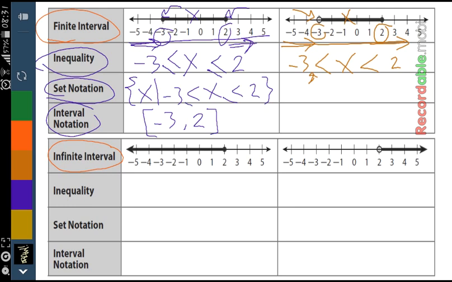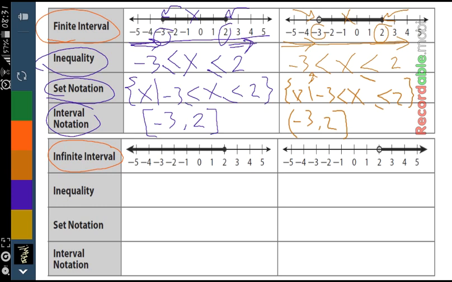Does x equal 2? The answer is yes, because this circle is shaded, so we have to put the sign of equality here. Again, in set notation, we have to do this bracket, x such that, and we copy again this part, x greater than -3 and less than or equal to 2, and we close the bracket. In interval notation, we have the starting point, which is -3, comma, the ending point, which is 2. 2 is included, so it takes a square bracket. -3 is not included, so it takes a rounded bracket. And this is the answer for these finite intervals.